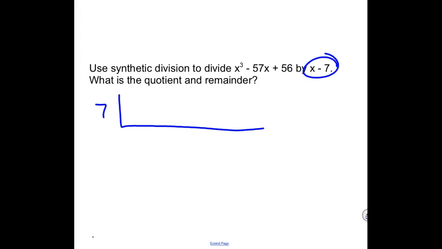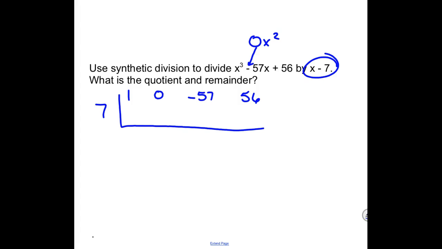Now, looking at the polynomial we're trying to divide, do we have any missing terms? Which one? So there needs to be a 0 in between those two. We have no x squareds. So my coefficients: 1 for my x cubes, 0 for my x squareds, negative 57 for the x's, and 56 for the constant.